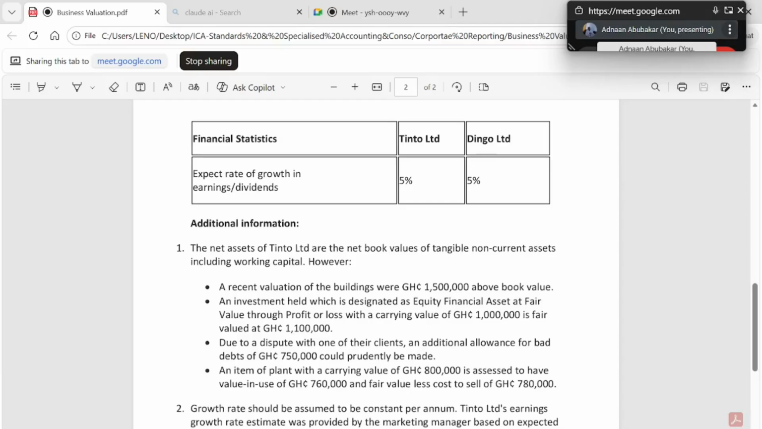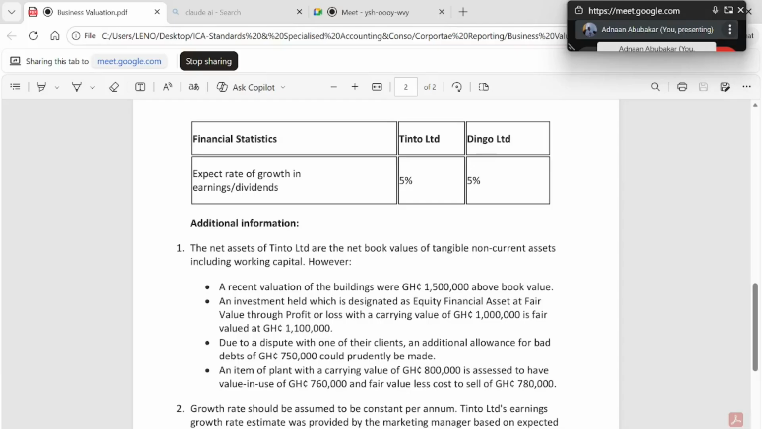An item of plant with a carrying amount of 800 is assessed to have a value in use of 760, and then the fair value less costs to sell is 790. This is purely standard.